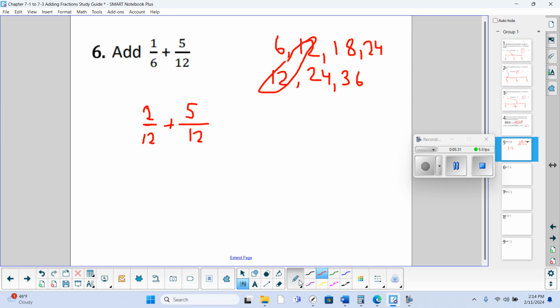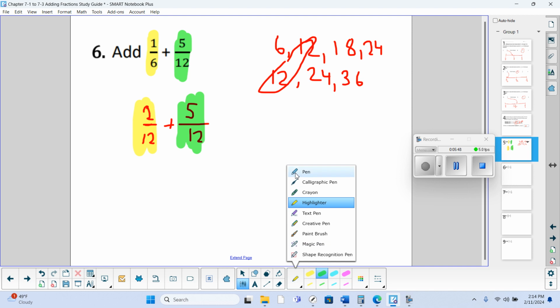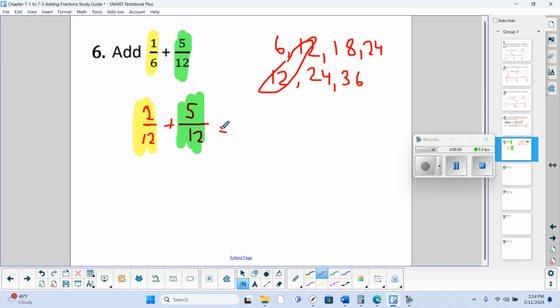And I know I'm going to say this over and over again, but I just want to point out, all I'm saying is that 1/6 is equivalent to 2/12, and that 5/12 is obviously equivalent to itself, 5/12. Once we have common denominators, now we can add, and what we get, well, 2 pieces out of 12 plus 5 pieces out of 12 would equal a total of how many pieces out of 12? 7/12, and that's the answer to this problem.